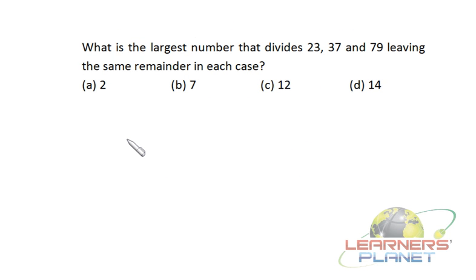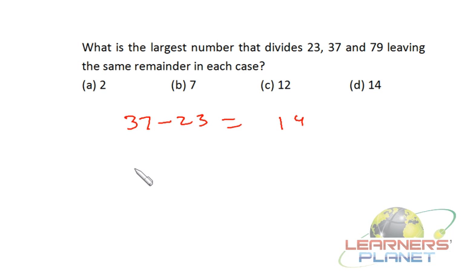Now let's see this problem. What is the largest number that divides 23, 37 and 79, leaving the same remainder in each case? First of all, we have to find the mutual differences, since division is a repetition of subtraction. So let's subtract 23 from 37. 37 minus 23 is 14: 7 minus 3 is 4, and 3 minus 2 is 1.